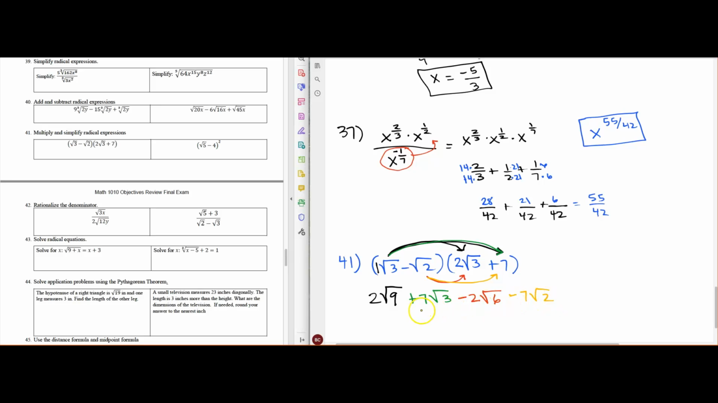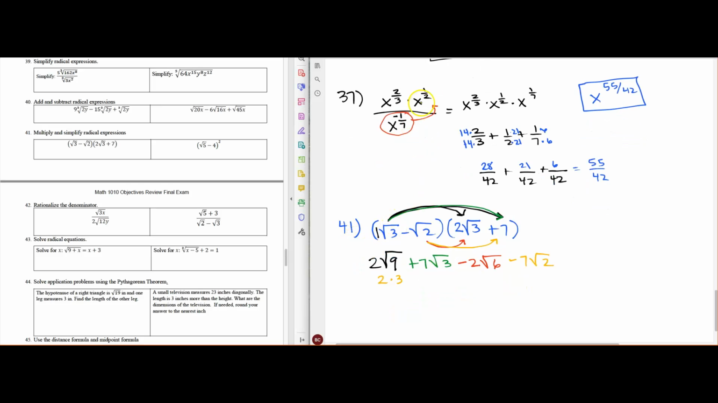The only thing that we can simplify here is this first term. The square root of 9 is 3, so we're doing 2 times 3, which is 6. The rest of that has no like radicals, so nothing else could combine together. But if there were like radicals, make sure that you do combine those together.